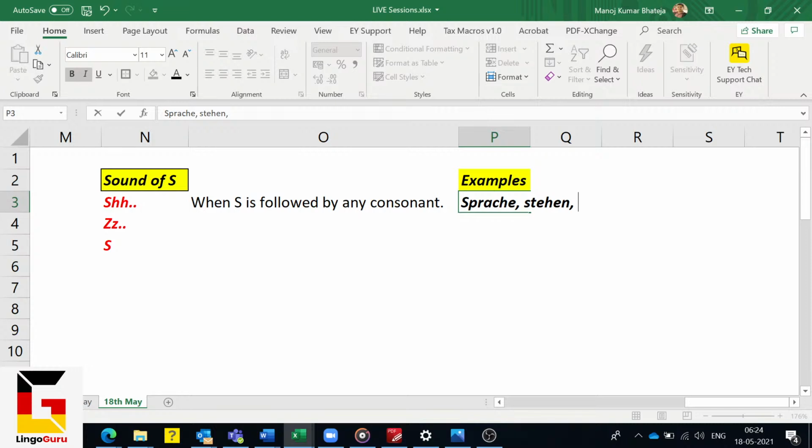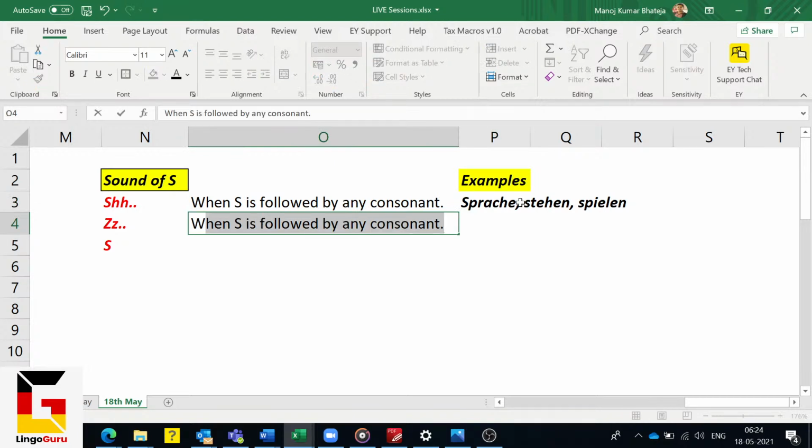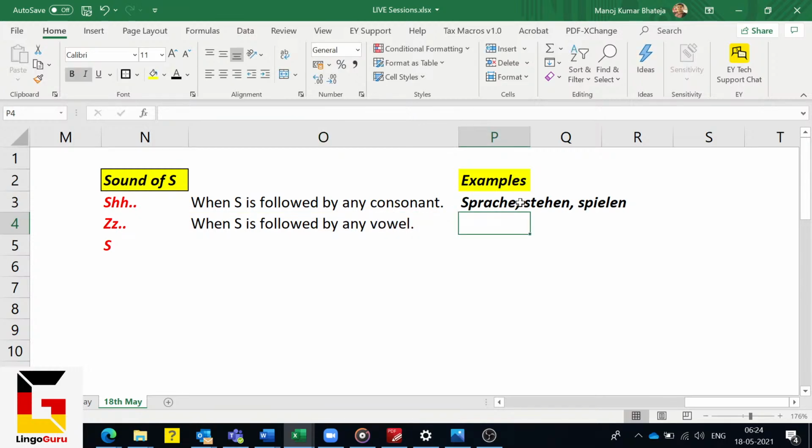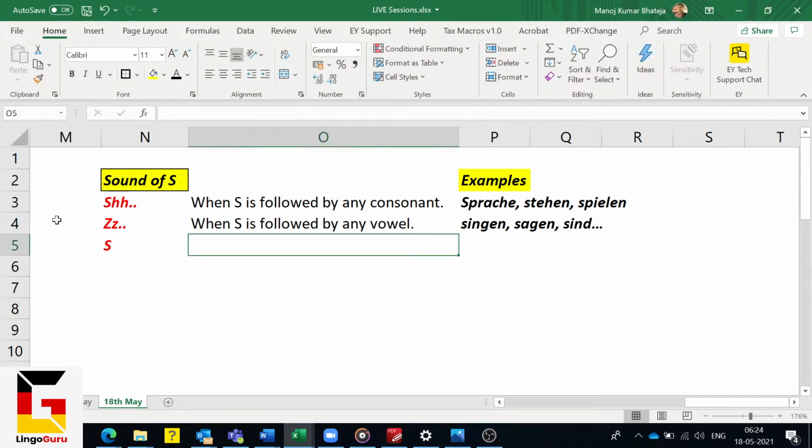Stehen. It is followed by T. Stehen. Spielen. Always, whenever S is followed by any consonant. And the sound on the other side, when S is followed by any vowel, it is going to give the sound of z. Example, singen, sagen, wir sind, and so on. Always, no exceptions.